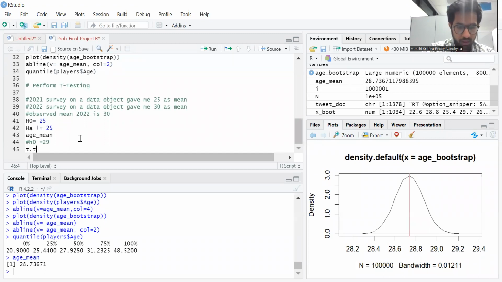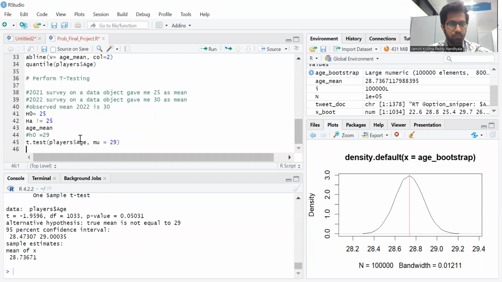t.test of players age, comma, mu equal to 29. You could see the one sample t-test on the data players age: the t-value is minus 1.9596, the degrees of freedom is 1033, I think 1033 records, and the p-value is 0.05031.